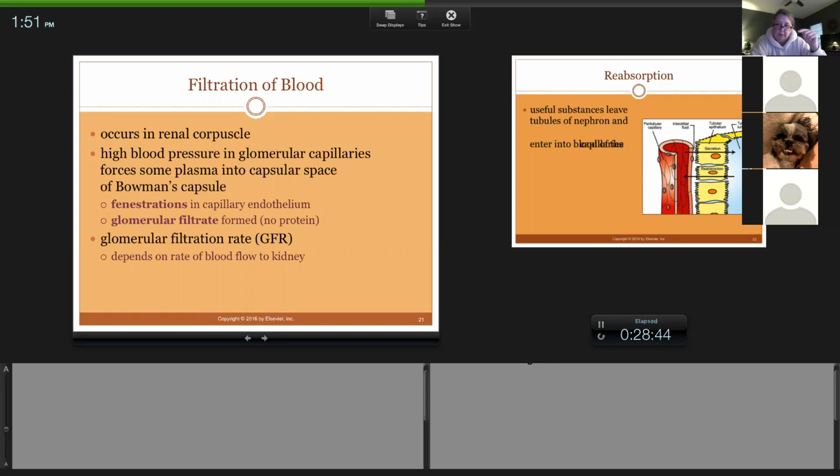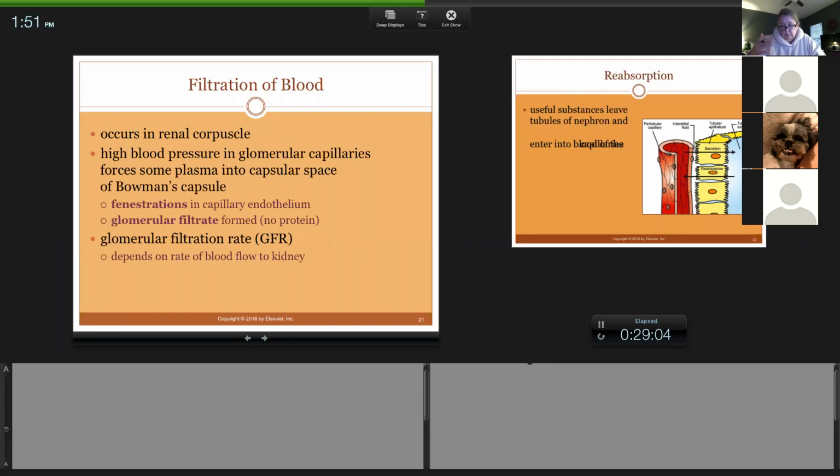But the reason I'm bringing this up is that occasionally, in high blood pressure, well, let me talk about what's called glomerular filtration rate, or GFR. GFR is the rate of filtrate production.